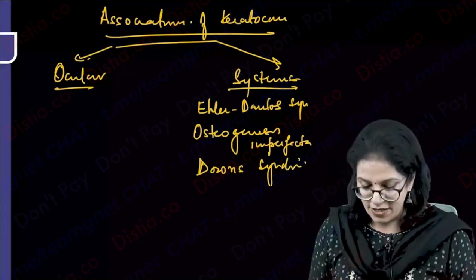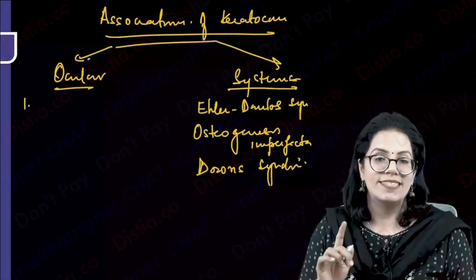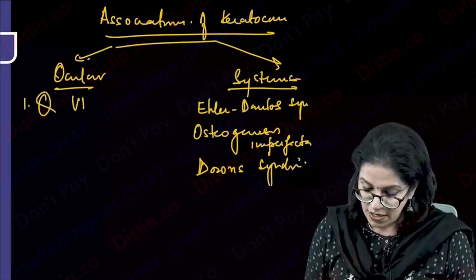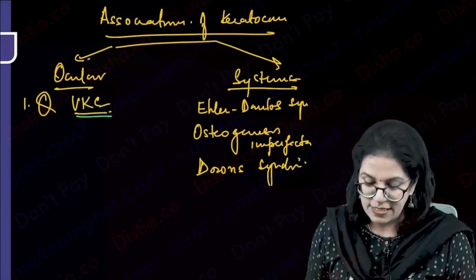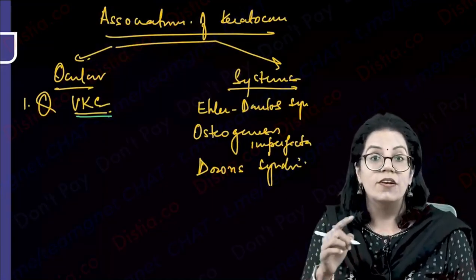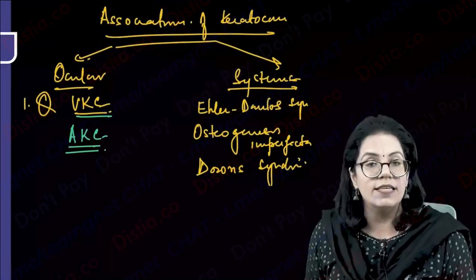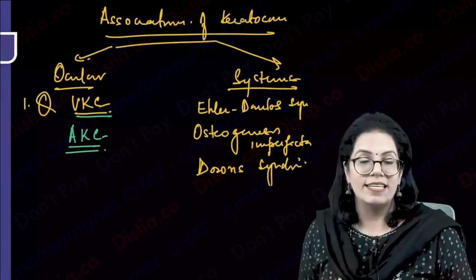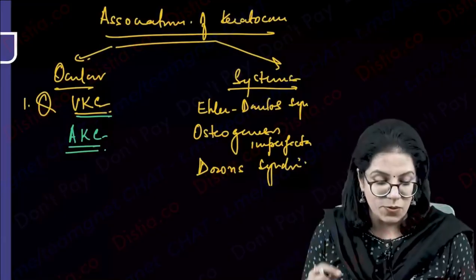Talking about ocular. Ocular, very important. Vernal keratoconjunctivitis. Make a nice cue. You should be remembering this, that vernal keratoconjunctivitis is associated with keratoconus. It can be due to excessive rubbing. Even atopic keratoconjunctivitis. AKC is atopic. I have discussed this in the conjunctiva chapter. Even excessive rubbing can lead to keratoconus.